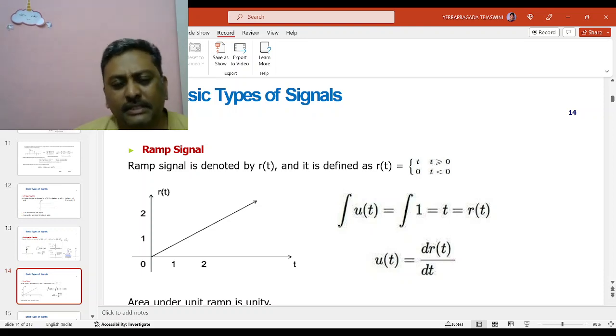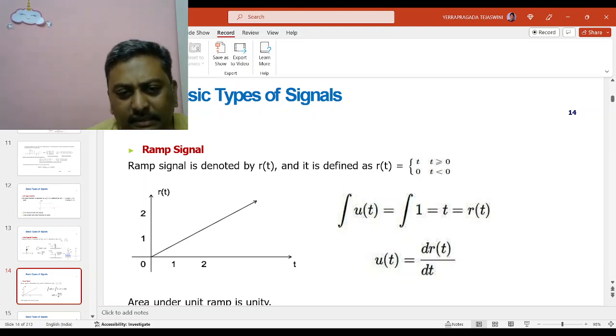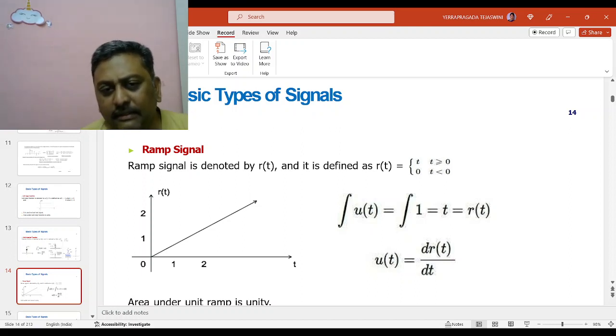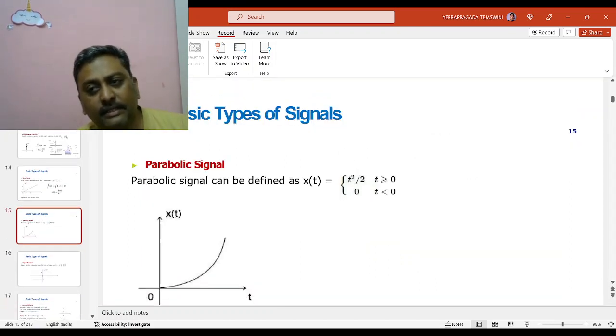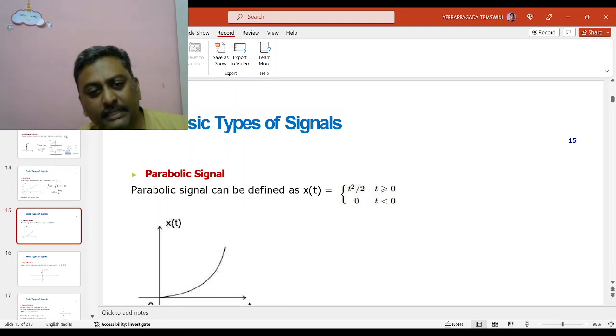The area under the ramp signal is also unbounded, as there would be almost no end to the area covered under the ramp signal. Why? Because the value of the ramp is going to increase with increasing time. The ramp signal is the integral of the unit step, r of t is equal to the integral of u of t, which is t. Now, if you want to find u of t, you need to differentiate the ramp signal with respect to time, that is, d by dt of R of t.